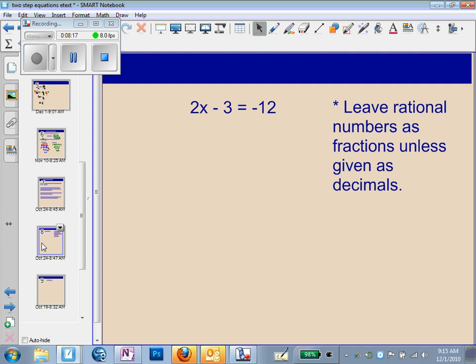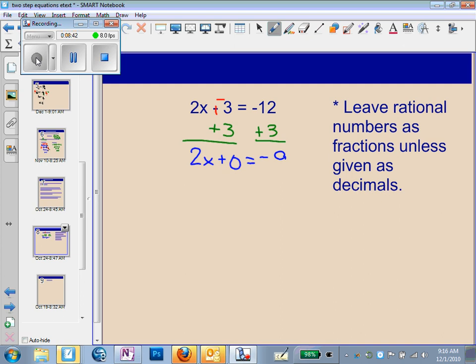So in this case, I'm going to go ahead and start solving. We always want to change subtraction to addition. We're going to deal with addition first, so we're going to add the opposite of whatever's being added to our variable. And since negative 3 is being added to our variable, we're going to add positive 3 to both sides. And that's simple. So we end up with 2x plus 0 equals negative 9. We're going to simplify that to get 2x equals negative 9.